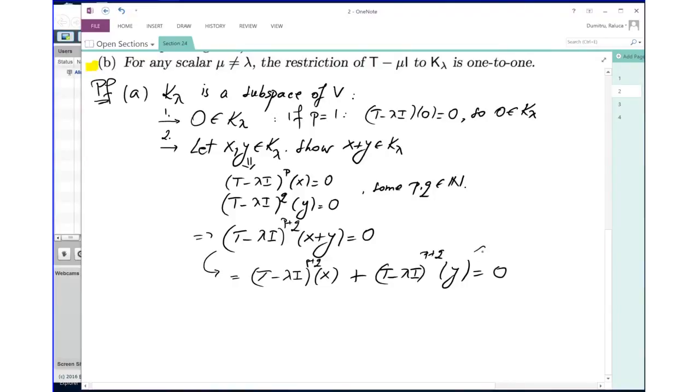Why does this p plus q work? Because for x I want to use the p power, so I can break it like this. That's how I get p plus q power after all. And for y, I'm going to do it backwards.